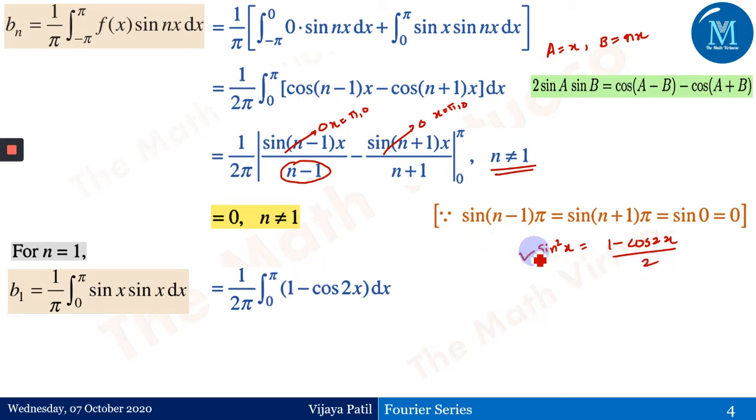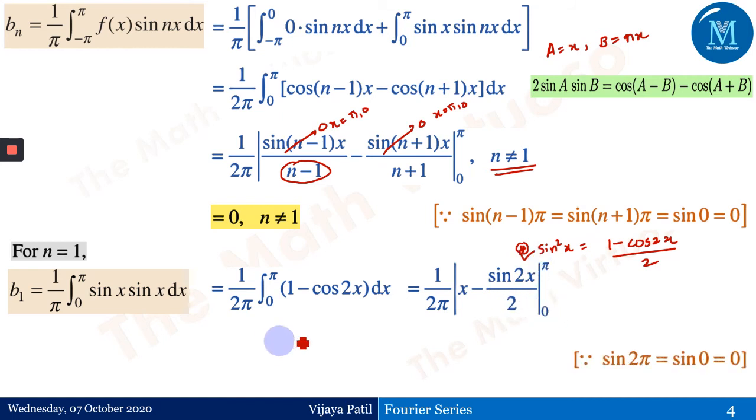Trigonometry plays a very important role in any kind of integration. So it's 1 upon 2 pi, integral from 0 to pi of 1 minus cos of 2x dx. Therefore, it's 1 upon 2 pi times x minus sine of 2x by 2, from 0 to pi. We are aware that sine of 2 pi and sine of 0 are 0, and therefore we get the value of b1 as 1 by 2.